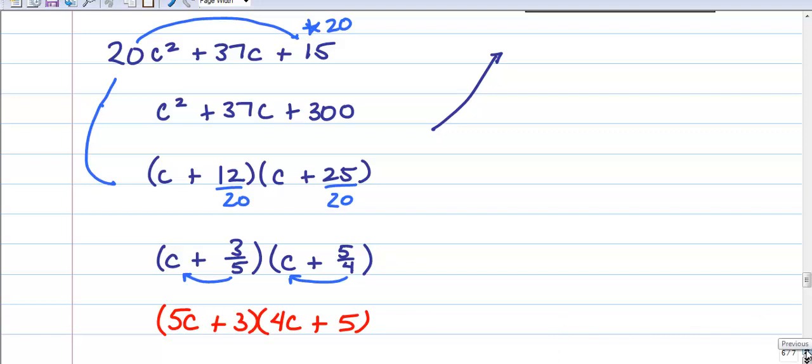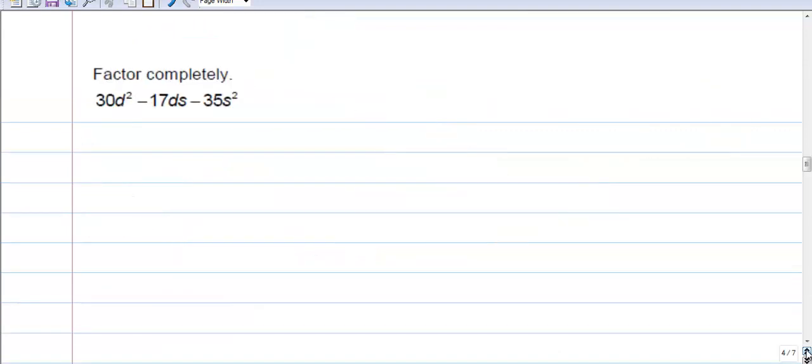Now I'm going to go back to the other one, the hard one. It's not really that hard. It's just that there's a D and an S here. So when we have this structure, I know it's going to be a D here and an S here, and a D here and an S here. And so I'm looking for two numbers that multiply to 30 times negative 35, which is a gross big number, and then add up to negative 17.